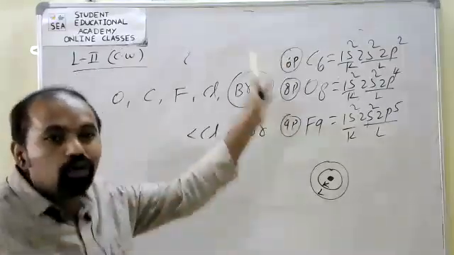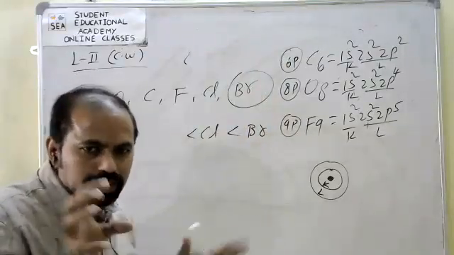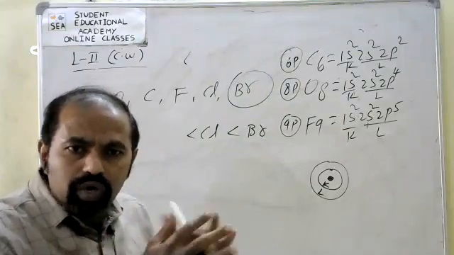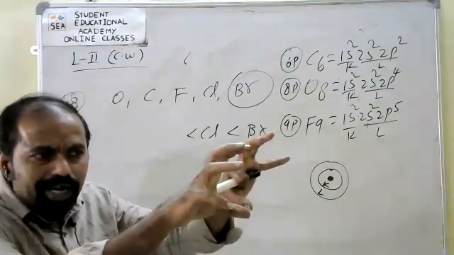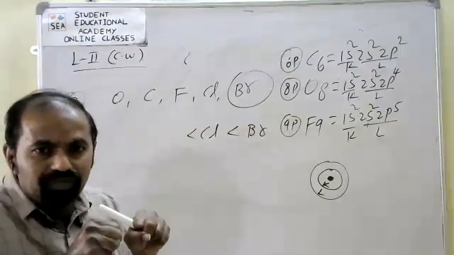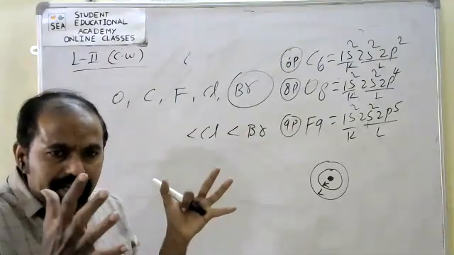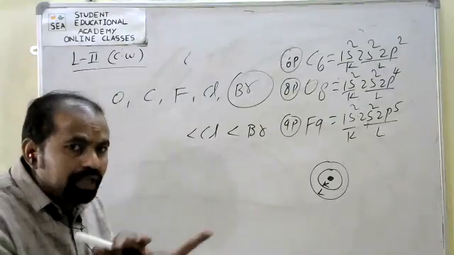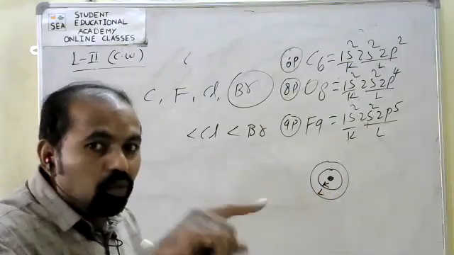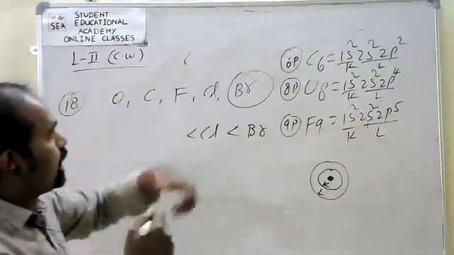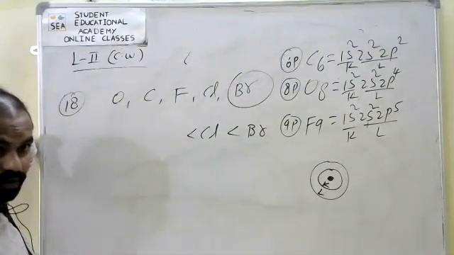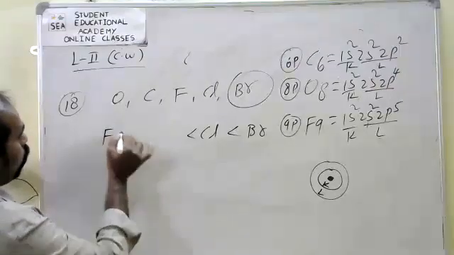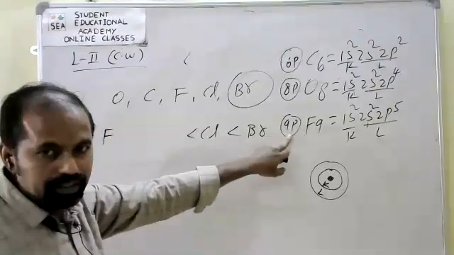More protons, less size. Less protons, more size. Protons means nuclear charge. Nuclear charge more means protons more. Protons more means it will strongly attract the electrons towards itself. That's why the atomic radius or ionic radius decreases. Less protons, size more, radius more. More protons, radius less. Out of these three, which one is least? Fluorine least, 9 protons.